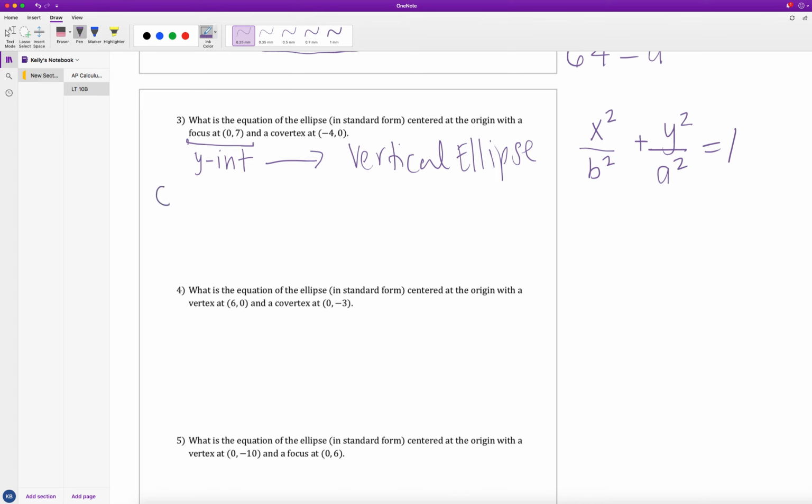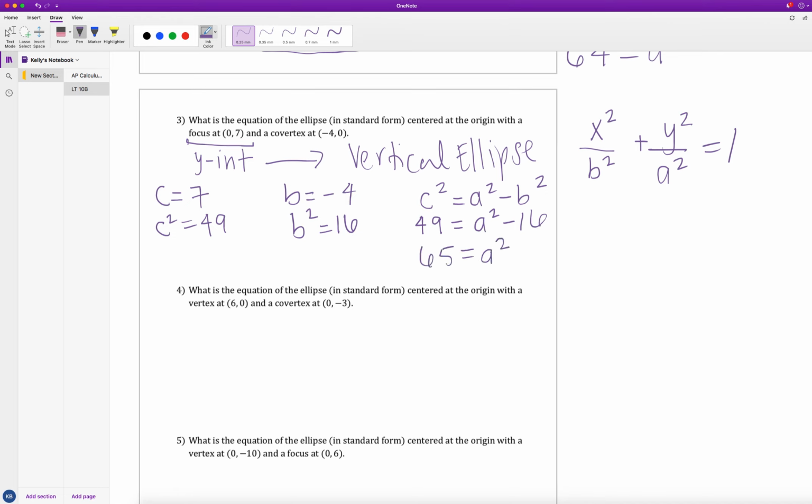The other thing I know from the focus is that c is 7, so c squared then is going to be 49. Using my covertex, I know that b is equal to -4, really plus or minus 4, but I just need one of them. So squaring both sides, I get b squared is equal to 16. That I could fill in right away, but the last piece I'm missing is this a squared value. So we're going to go back to that equation we keep using over and over again, that c squared equals a squared minus b squared. So subbing them in, 49 is going to be equal to a squared minus 16. Again, if I add that over, I get 65 is equal to a squared.